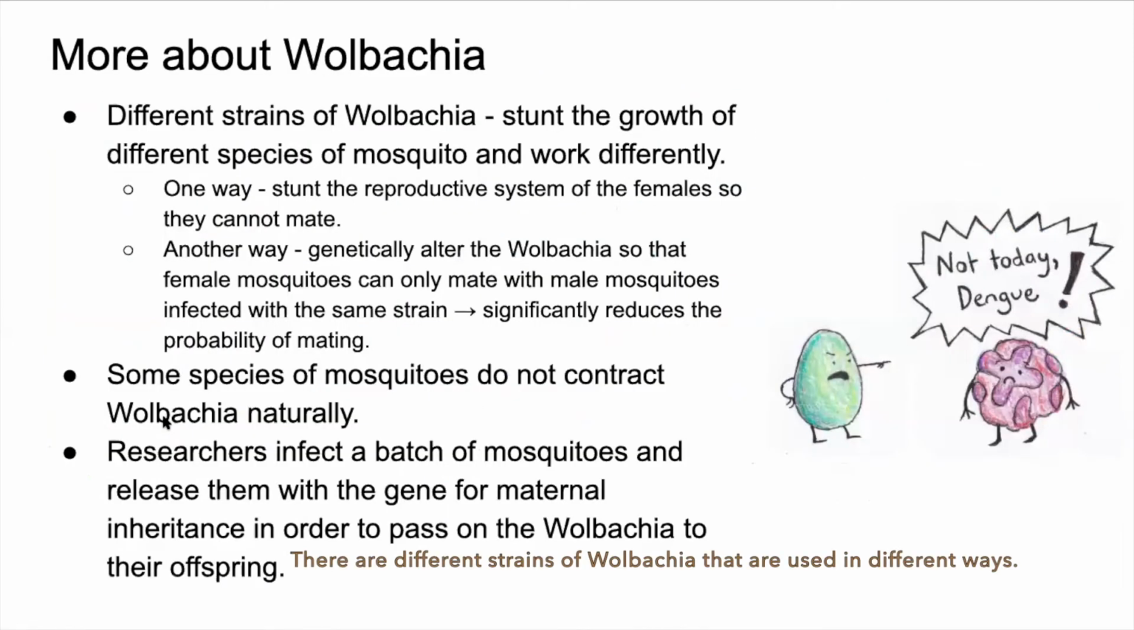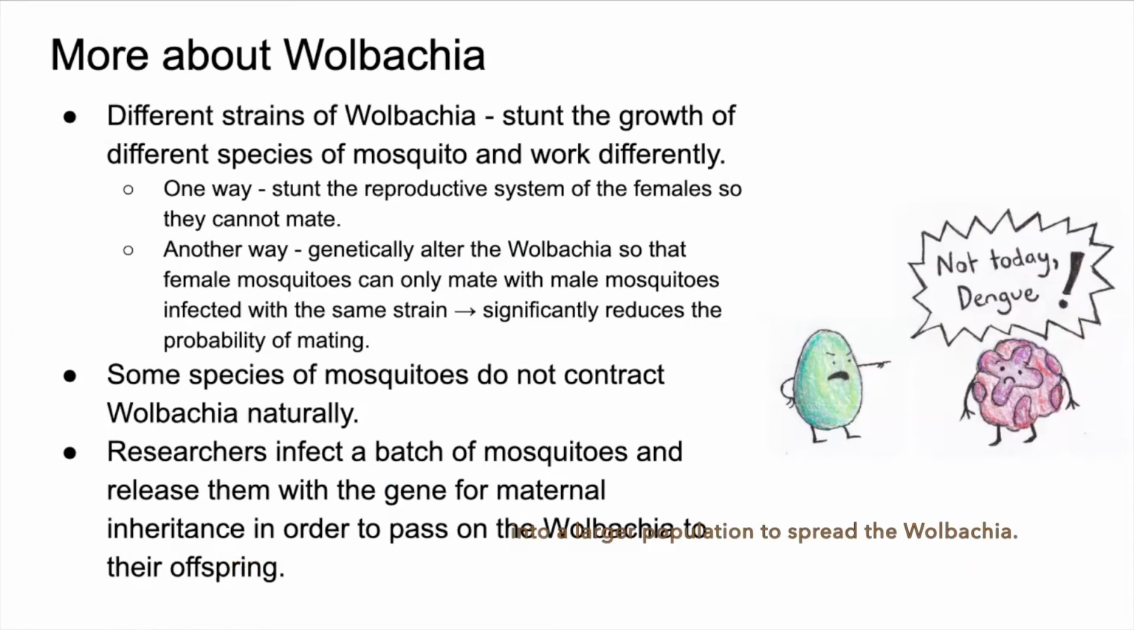There are different strains of Wolbachia that are actually used in different ways. So for example, one may affect the female reproductive system specifically, while another may make it harder for two individuals to mate successfully. In order to affect a larger amount of mosquitoes, researchers have to infect a smaller group and then release them into the larger population in order to spread the Wolbachia through interaction.